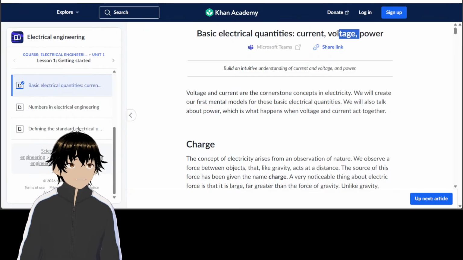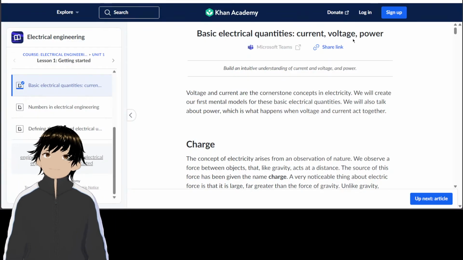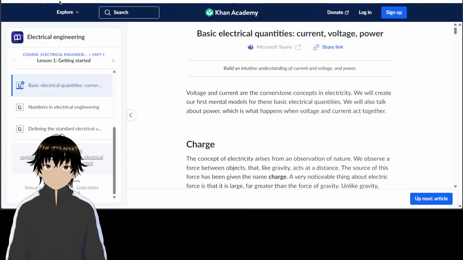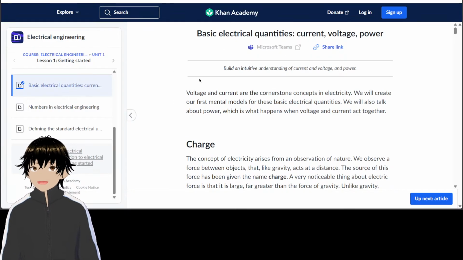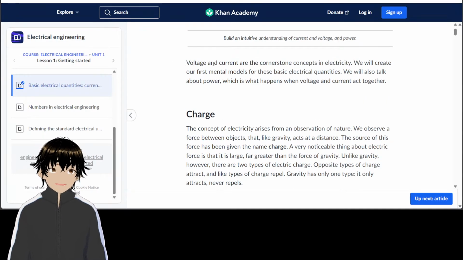Current, voltage. I talked about current and voltage in the last video. Oh, by the way, credits to Khan Academy for this. I'm just going to be reading a bunch of stuff.